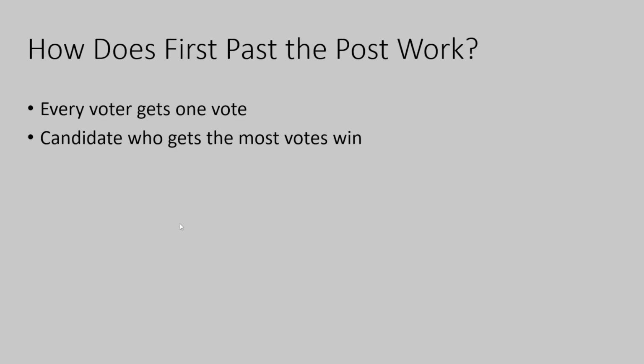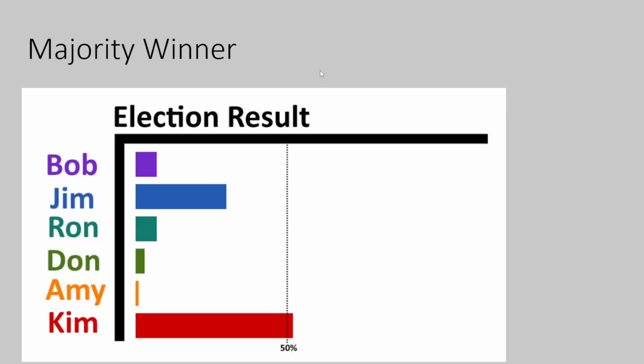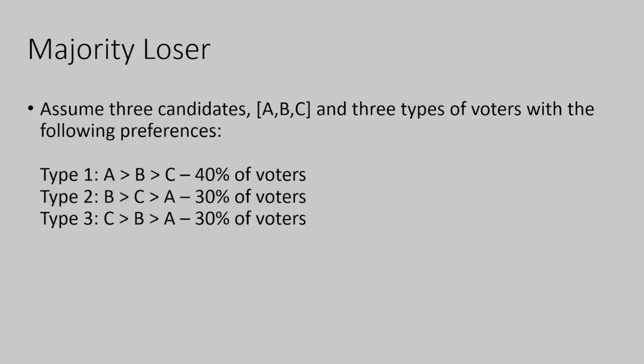Now, going forward, we have majority winner. Basically, if a candidate is ranked first by a majority of voters, then that candidate must win. As we can see here in this example, Kim has more than 50% of the vote. By the rules of first past the post, the candidate with the most votes wins. Kim has the most votes, so Kim wins. Therefore, first past the post satisfies majority winner. Nice and simple.